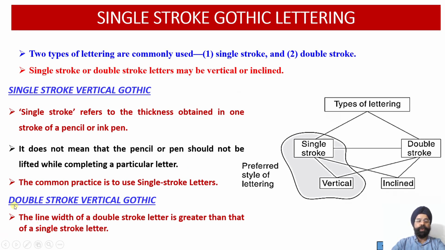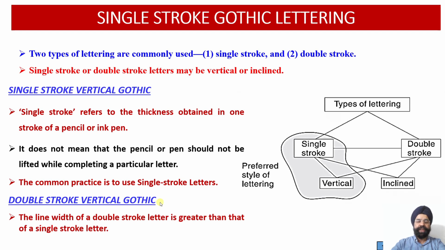Similarly, when we talk about double stroke vertical Gothic lettering, the difference between single stroke and double stroke is that the thickness of the single stroke lettering is thinner, whereas in the case of double stroke vertical Gothic lettering, the line width will be larger. So you can say that the inking pen which we are going to use in the double stroke will have a larger diameter ball pen.